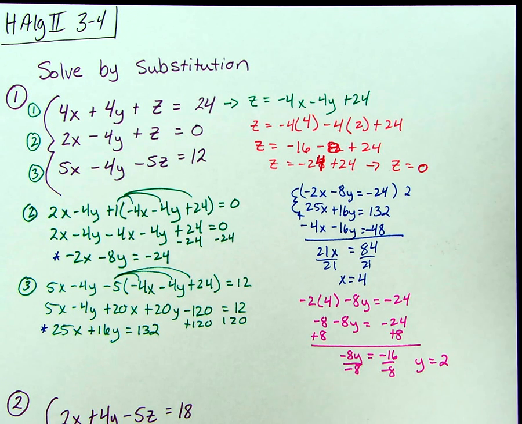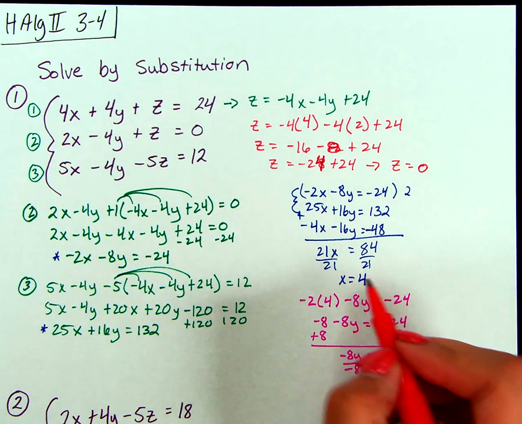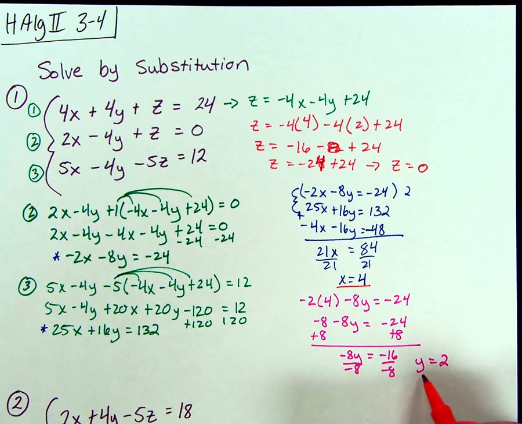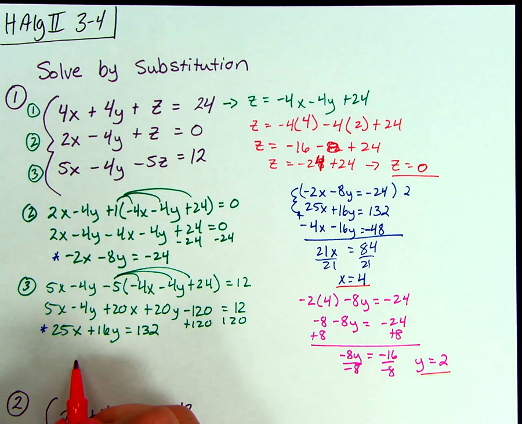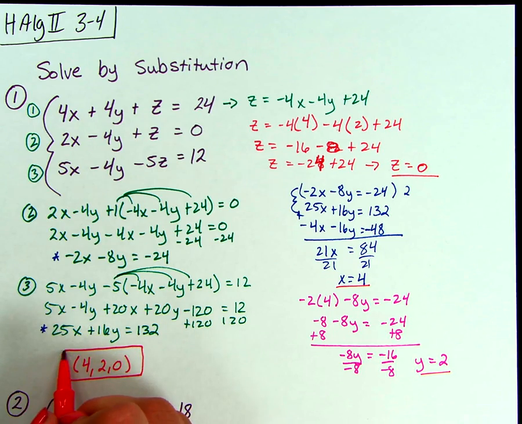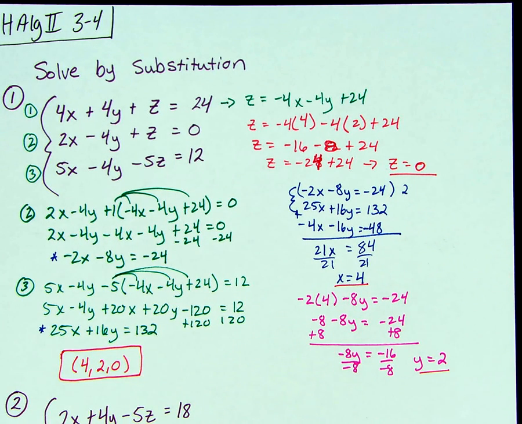So for our final answer, we're just going to write our three variables: x equals 4, y equals 2, and z equals 0 as an ordered triple. So (4, 2, 0) is going to be our final answer. That's the point of intersection for all three of those planes.